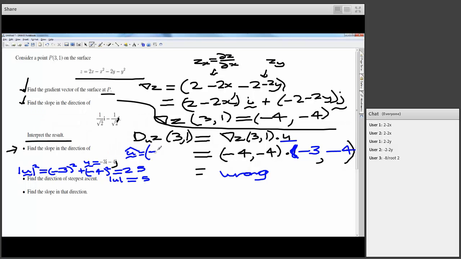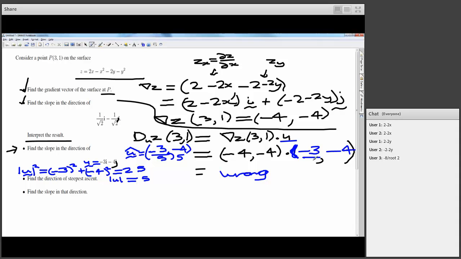So I had -3, -4 before. What I'm going to do is divide both of them by 5, just to make it into length 1. And again, you can try the length now. So -3 on 5 squared plus -4 on 5 all squared. Add them up, you get 1, which is good. And that's what you needed it to be.